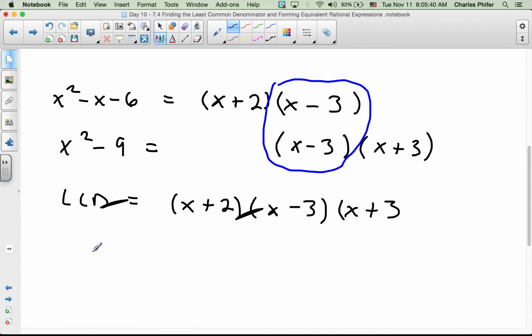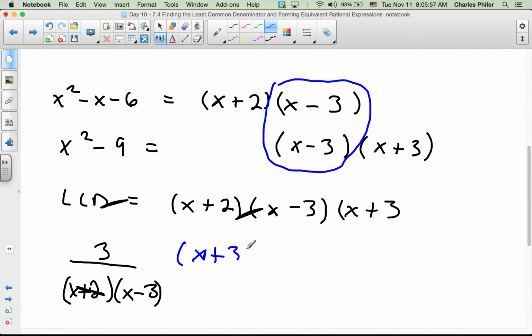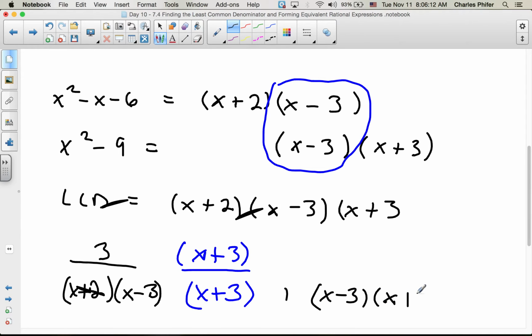Okay, so the first one was 3 over x plus 2 times x minus 3. The only thing we're missing is the x plus 3, so we multiply the top and bottom by x plus 3. The second one, the denominator was x minus 3 times x plus 3, the numerator was 5, so we were missing the x plus 2, so we multiply the top and bottom by x plus 2.